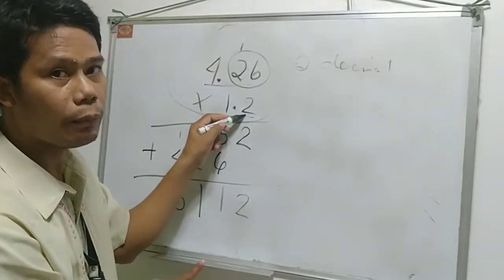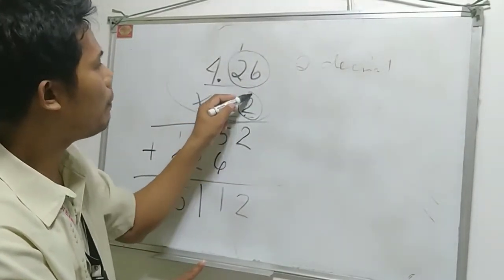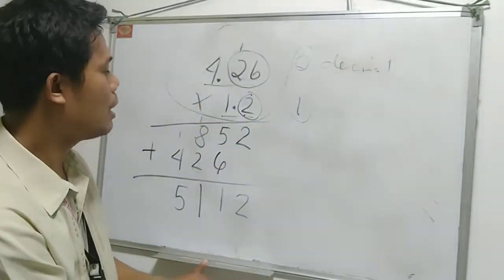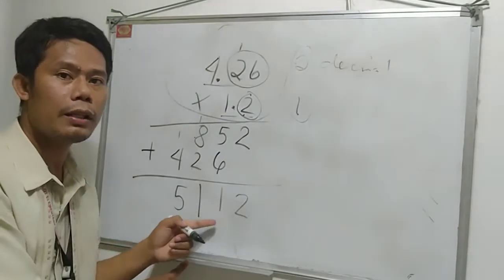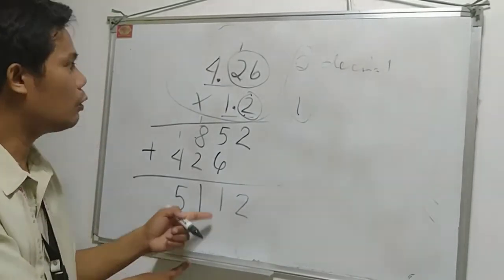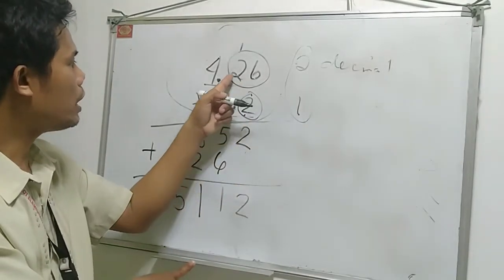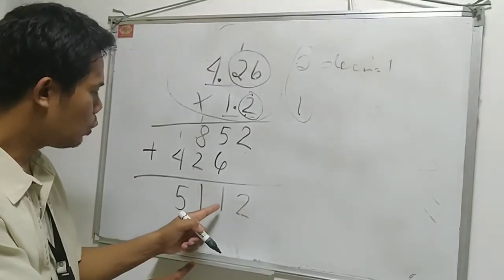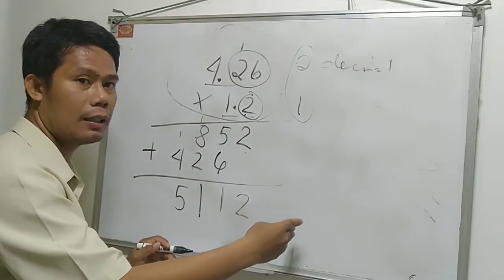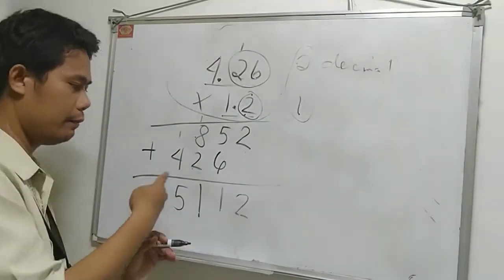Then we have one number, 2. So 2 decimal places plus 1 decimal place equals 3 decimal places. So that is why, in our product here, kailangan 3 decimal places. So, 3. Ulit, 1, 2, 3. So, we're going to count 1, 2, 3. Ulit, pag nag-count from the right, going to the left.